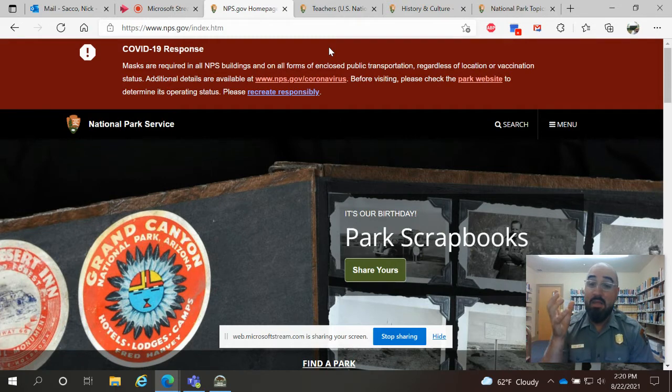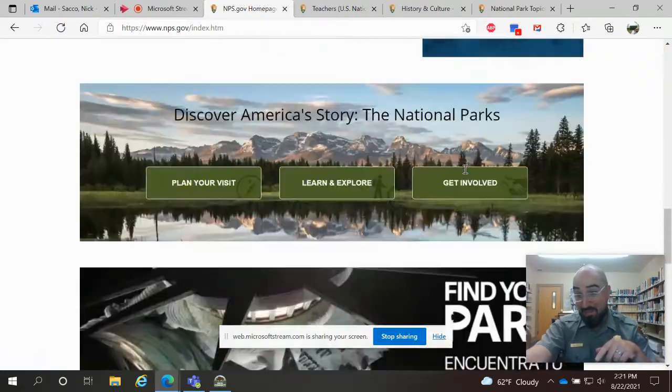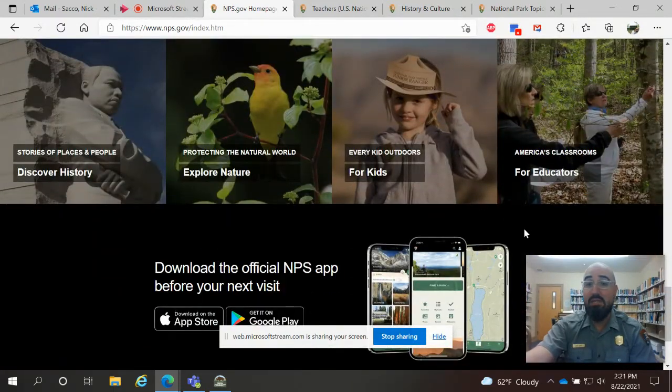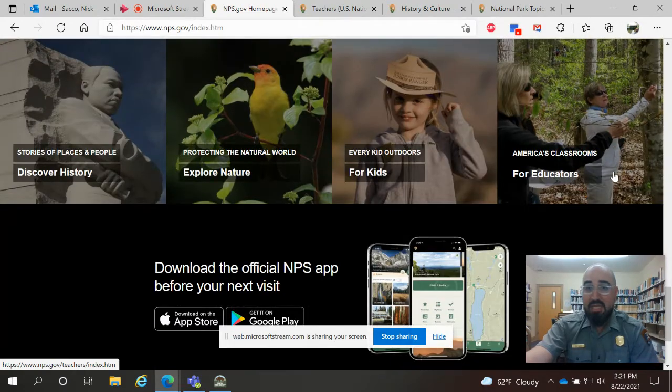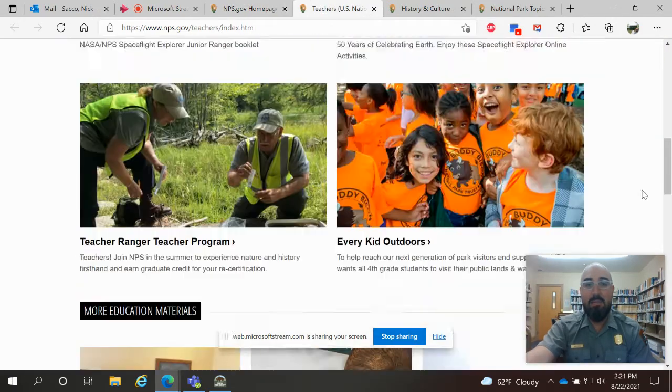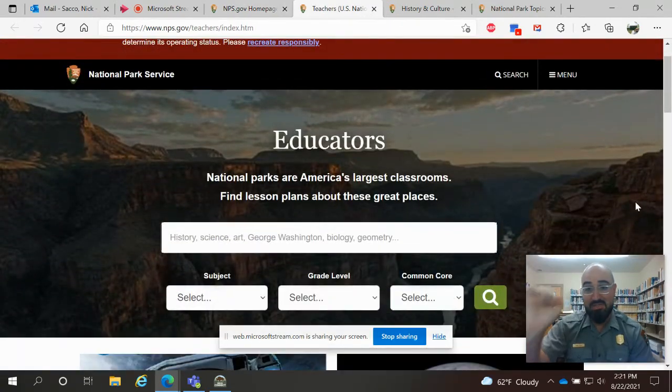Now, we're going to start on the National Park Service's homepage, www.nps.gov. If we scroll down to the bottom of the homepage, in the bottom right corner, there's an image of some women. They're outside exploring nature. And the text reads, America's Classroom for Educators. And this leads you to the Educators Portal within the National Park Service. So if I click on that, I end up on a page that says Educators at the top.